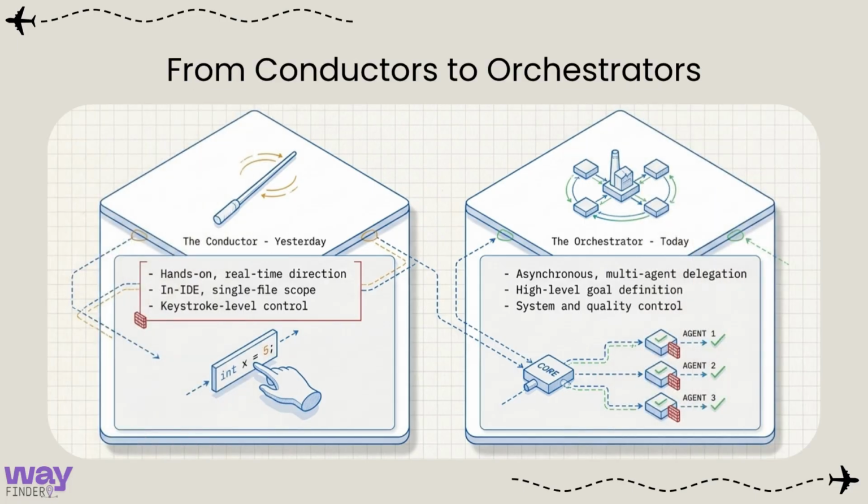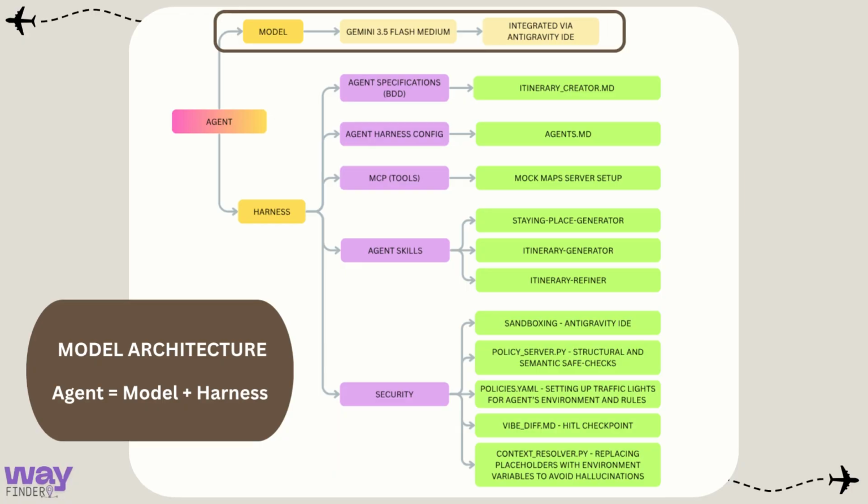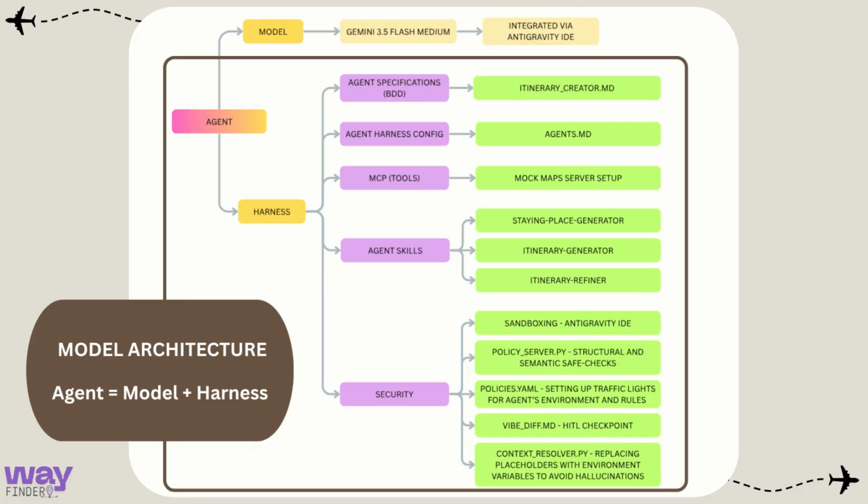By treating the developer as an orchestrator of a factory, we move beyond writing syntax to directing high-level intent. Our architecture follows the equation: agent equals model plus harness. The model is the engine, built using the base model Gemini 3.5 Flash, but the harness is the car, the road, and the traffic laws.